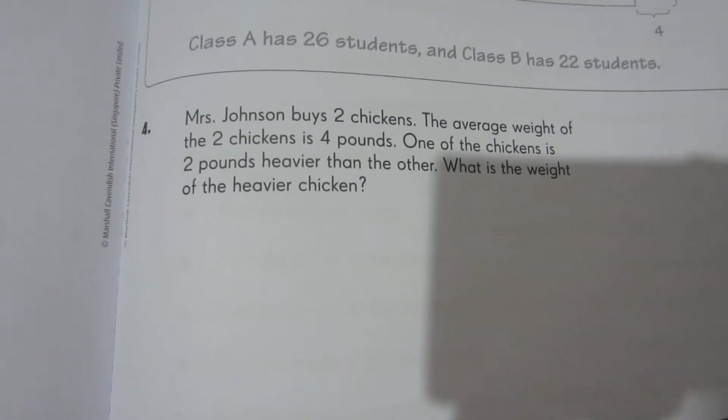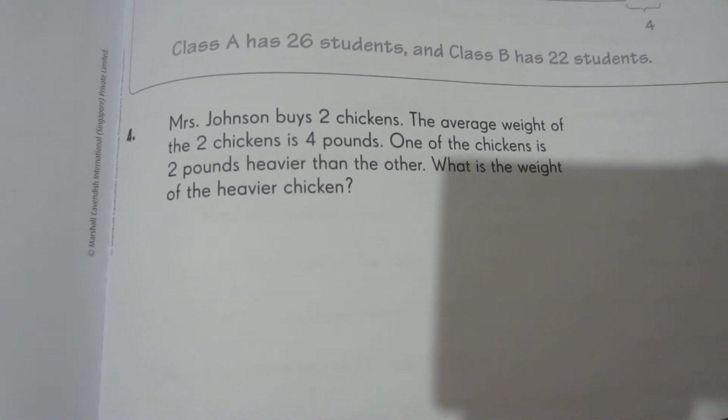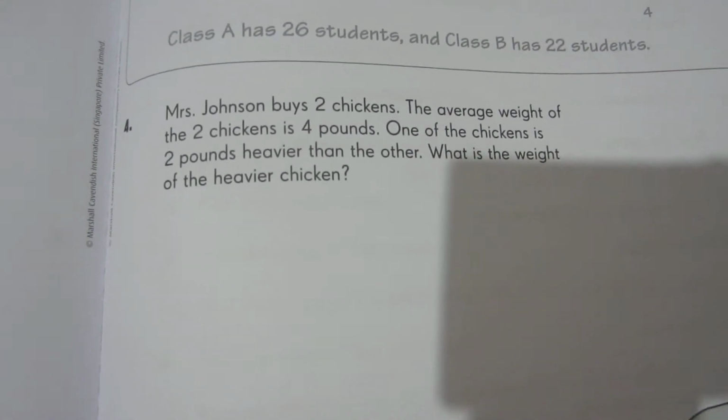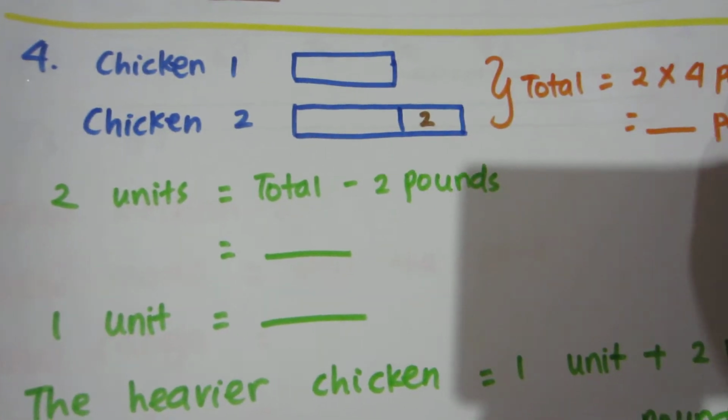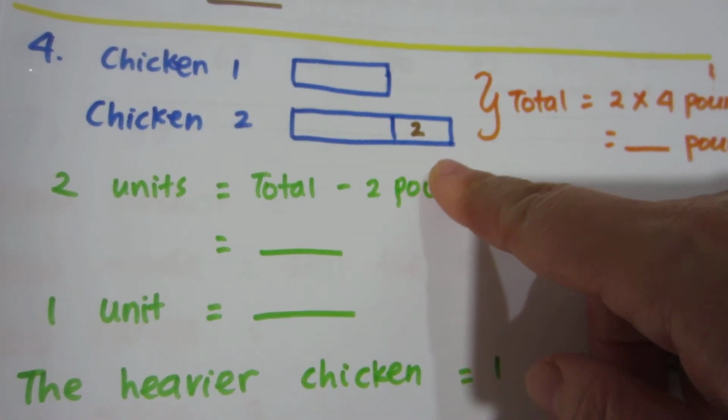And next, number 4. Miss Johnson buys 2 chickens. The average weight of the chicken is 4 pounds. One of the chickens is 2 pounds heavier than the other. What's the weight of the heavier chicken? So we have chicken 1 and chicken 2. The second chicken is heavier.